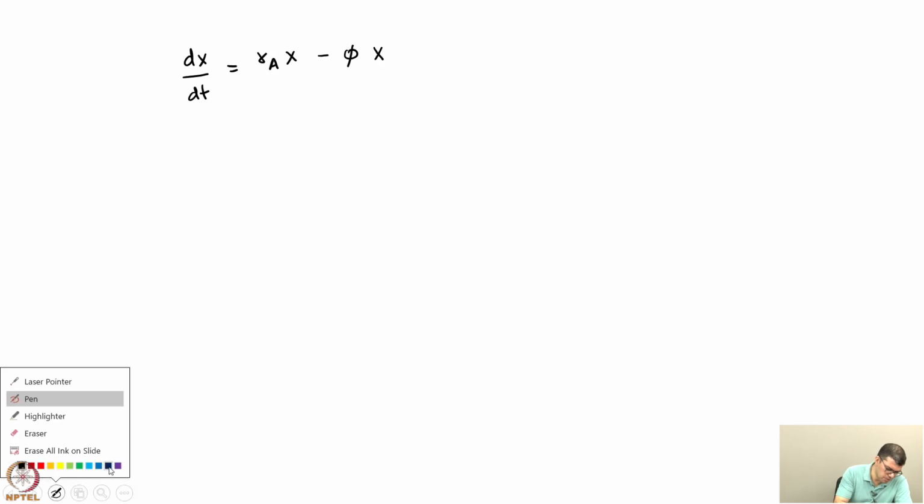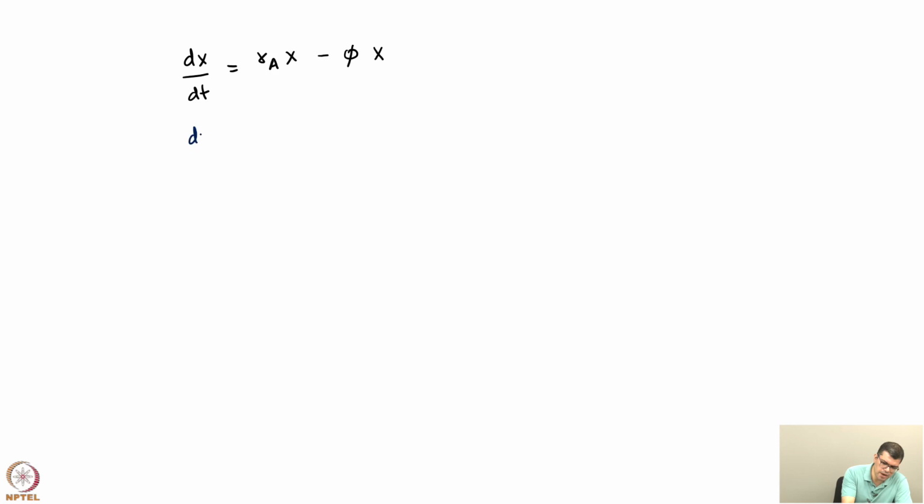So, similarly, let us rewrite the first equation again. We have dx by dt equals Ra x minus phi times x. Similarly, we have the other equation for species B, which we can write as dy by dt equals Rb times y minus phi times y. Now remember, phi is a proportionality constant that I know exists, but I do not know what it is.